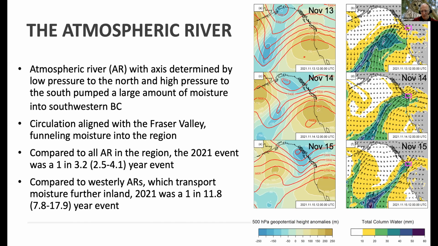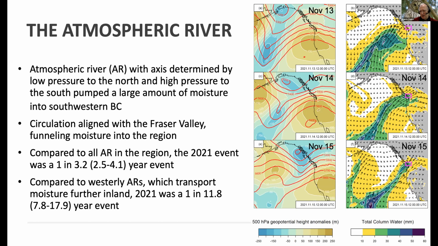The event that occurred was occasioned by an atmospheric river event. So here are some figures that show you the synoptic setup that prevailed during the time of the event. So you can see the left-hand column of figures show surface pressure, the 500 millibar geopotential height, surfaces and anomalies.